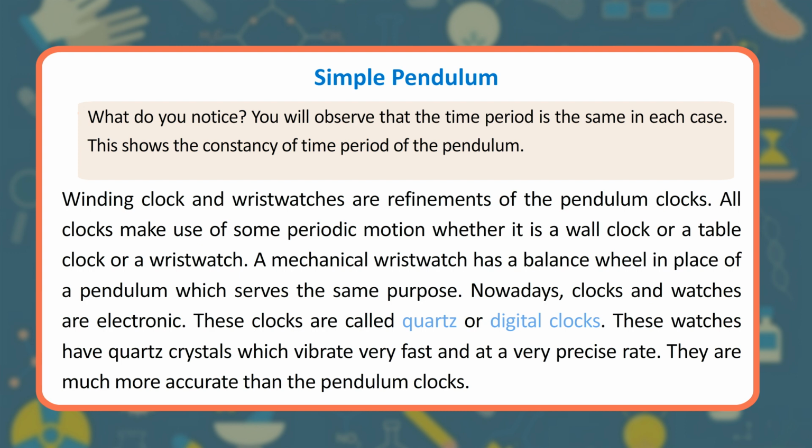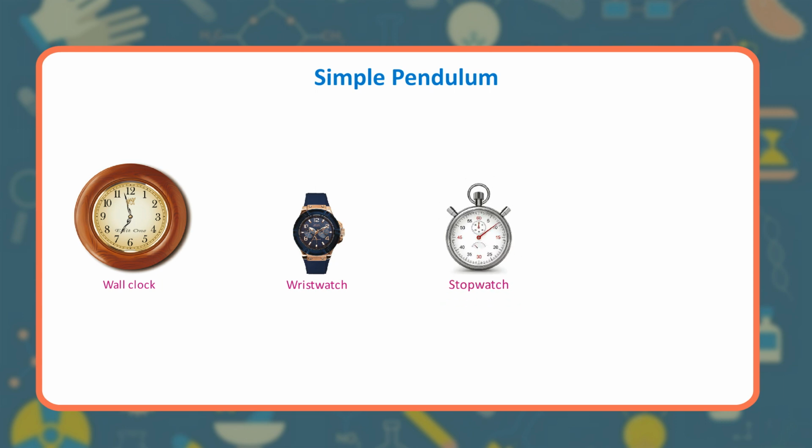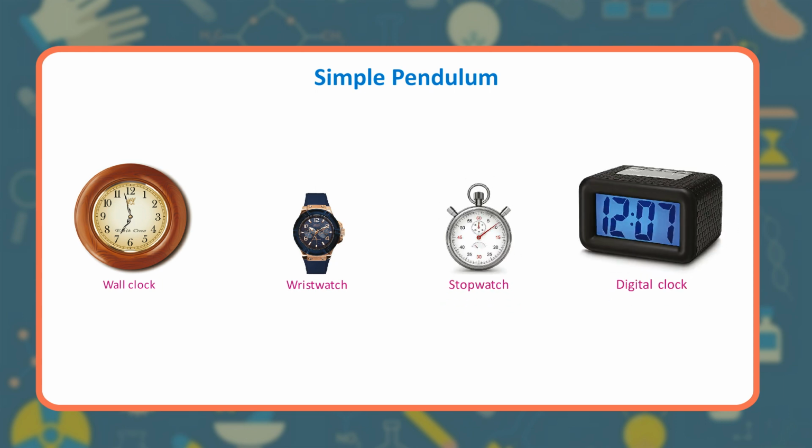Nowadays, clocks and watches are electronic. These clocks are called quartz or digital clocks. These watches have quartz crystals which vibrate very fast and at a very precise rate. They are much more accurate than the pendulum clocks. Wall clock, wristwatch, stopwatch, digital clock. Figure 13.4. Some types of clocks.